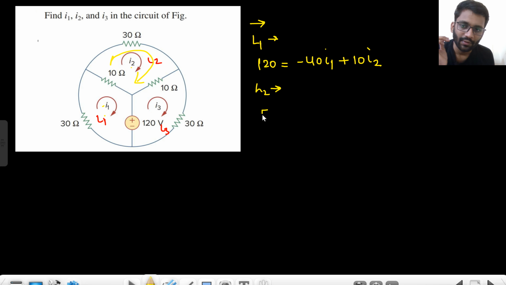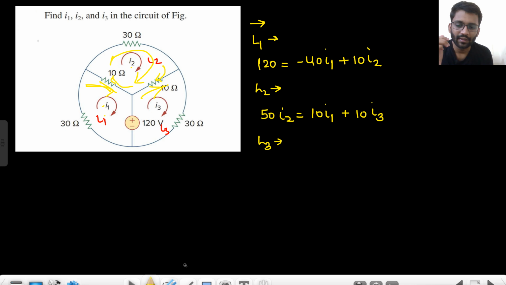So basically 30 plus 10 plus 10, 50 I2, will be equal to, I1 is flowing in the opposite direction and I3 is flowing in the opposite direction as well. I1 is flowing like this and you are walking like this, and I3 is flowing like this. Both of them are in the opposite direction. So 50 I2 will be equal to 10 I1 plus 10 I3.